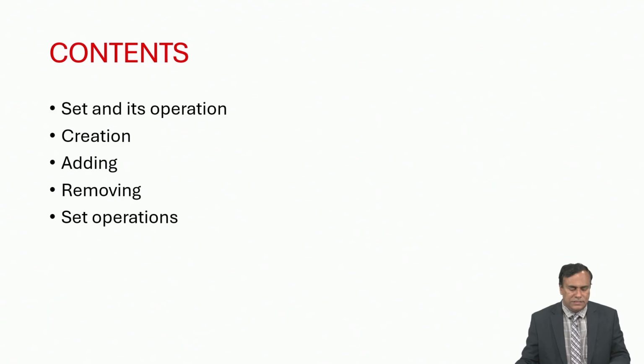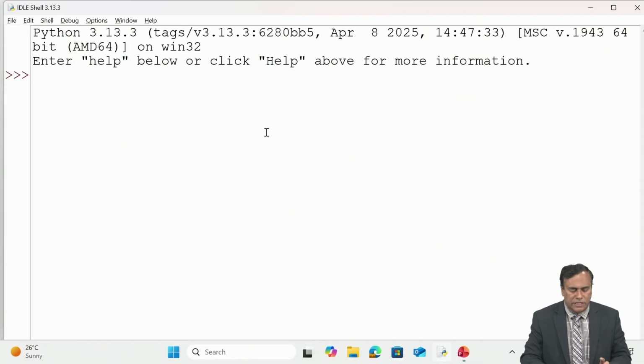How to create a set? We can create a set by using curly braces. There is one more way of creating a set, by using the function set. Let us first see how to create a set using curly braces. If I take the name of the set as S1, using curly braces I create this set. The set can have any number of elements.